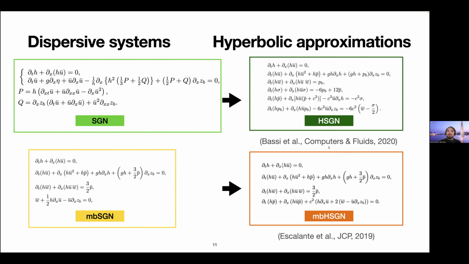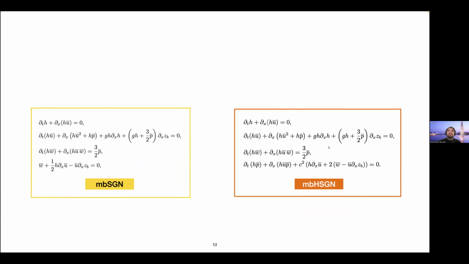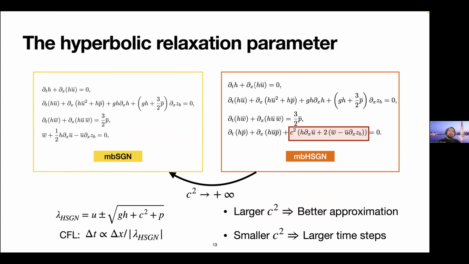The key idea behind these hyperbolic approximations is the hyperbolic relaxation parameter, this parameter c squared in the red box. As this parameter c squared goes to infinity, at least formally, we recover the original set of equations. You can see this by dividing by c squared and letting it go to infinity. We recover the original set of equations. In the mild-bottom case, you can see that there's this constraint in the original equations that doesn't have any time evolution. In the hyperbolic case, all of the variables are evolving.